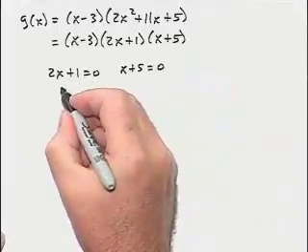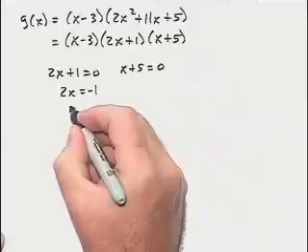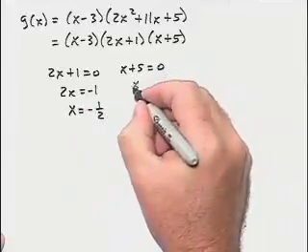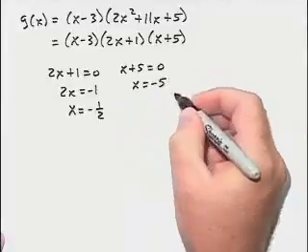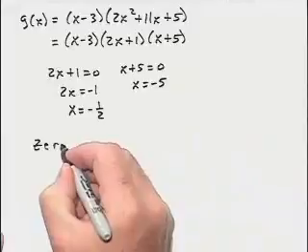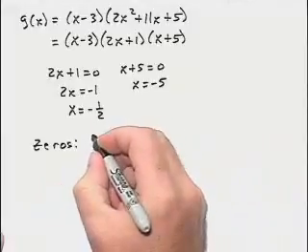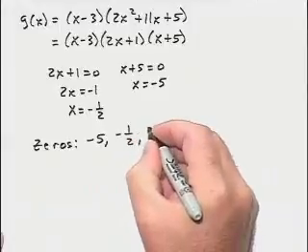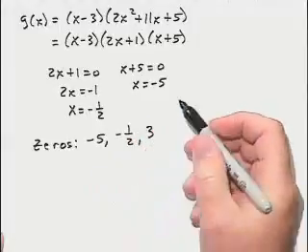Solving this equation, we get 2x equals negative 1, or x is negative 1/2. For this equation, we'll end up with x is equal to negative 5. Therefore, the zeros for our function are negative 5, negative 1/2, and 3.